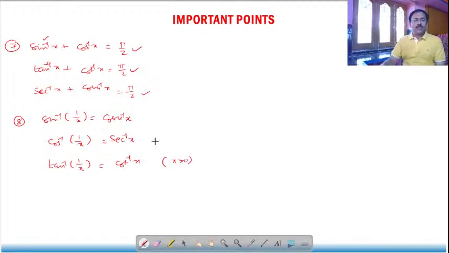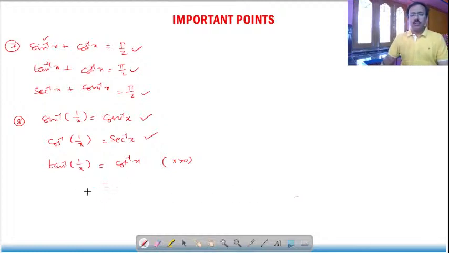The problem is, friends, in this result both have range minus pi by 2 to pi by 2. Here both are 0 to pi. Whereas tan inverse has range minus pi by 2 to pi by 2, and cot inverse has range 0 to pi. This is the reason. For that, you see, when x is positive, okay. When x is negative, what should we do?